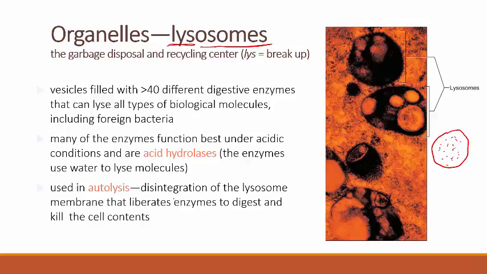They're also used in a process known as autolysis. Auto means self, lysis means, as we've already said, breaking up. So it's sort of like a suicide sac inside the cell, and if the cell gets the word that, hey, we need to die, then it can activate the lysosomes that are inside of it. They open up and the enzymes make their way through the cell, digesting everything and eventually killing that cell.